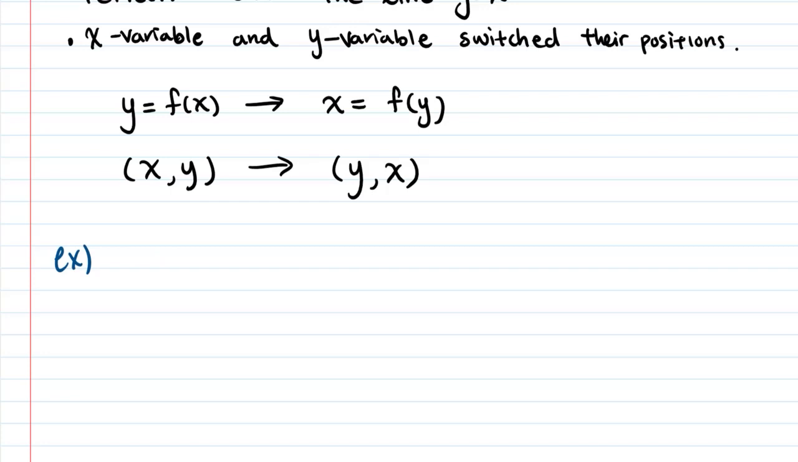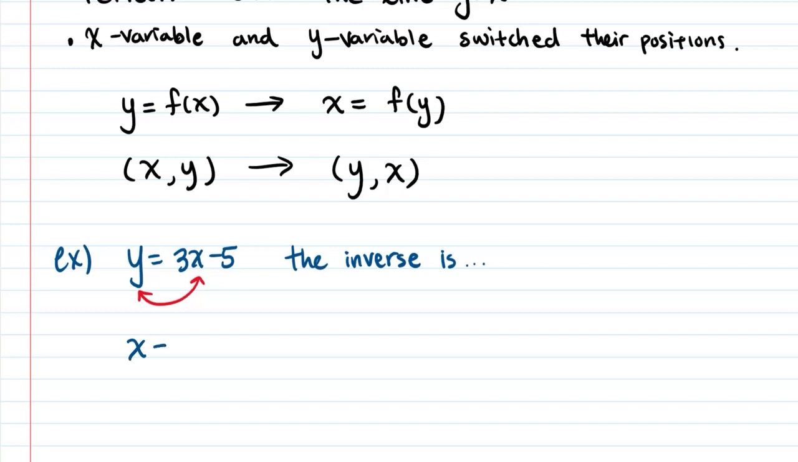We have a function defined as y is equal to 3x minus 5. And let's find the inverse of this function. When you are finding the inverse of a function, all you need to do is switch the x and y in the equation, and then rewrite it as y is equal to something. So y becomes x and x becomes y.